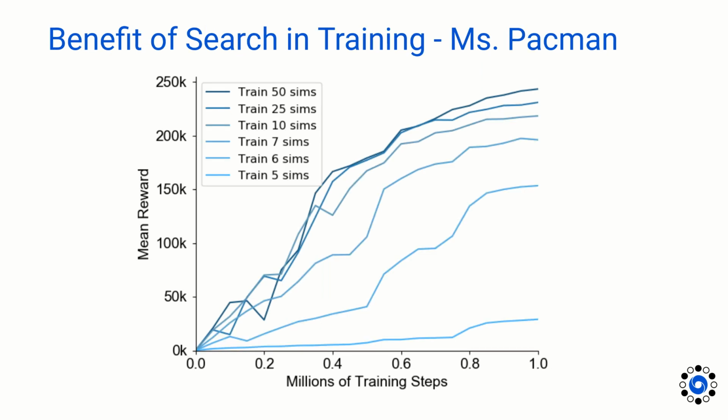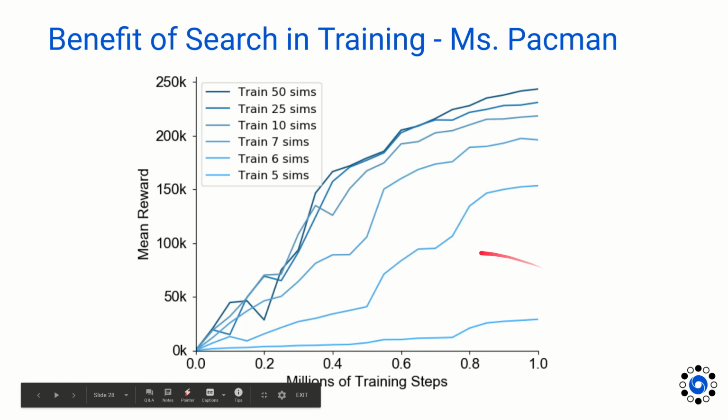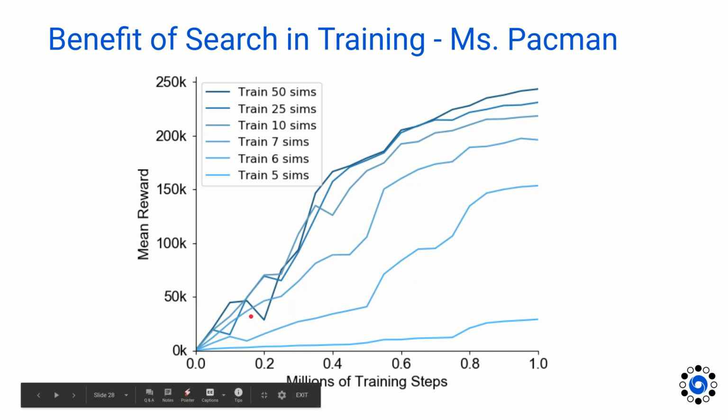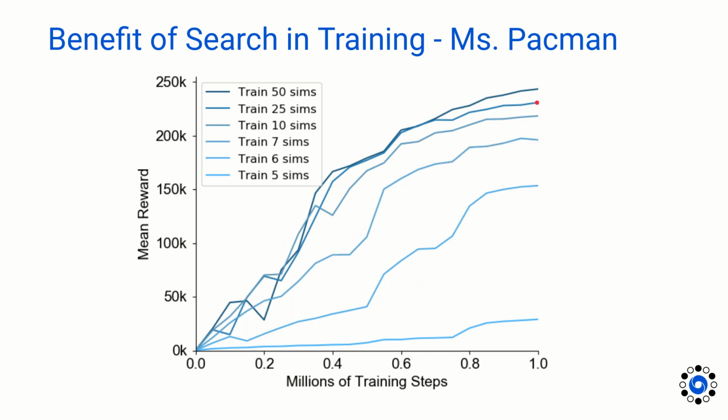Finally, we also investigated how our performance scales as we search more during training. And this is a plot of several training runs in Ms. Pac-Man using a different search budget per move. As you can see, as we search more per move, we both learn faster and reach a final higher performance. Interestingly, even with only 6 or 7 simulations per move, which is less than the number of actions in this game, we can reach a very strong final performance.